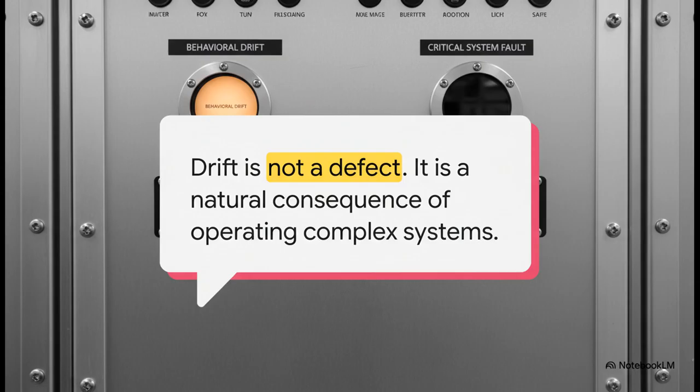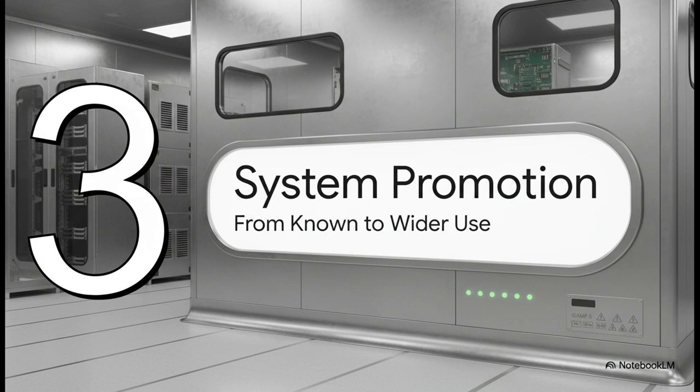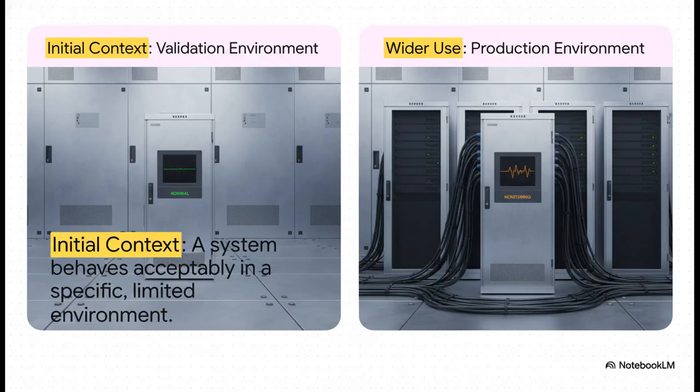It's to manage it. Okay, so if we accept that systems are going to drift, how do we manage their growth? How do we expand their use? This leads us to our first core discipline, what's called deliberate system promotion. And this is all about moving a system from a controlled environment to a broader one in a really structured, intentional way. And here's why this is so important.